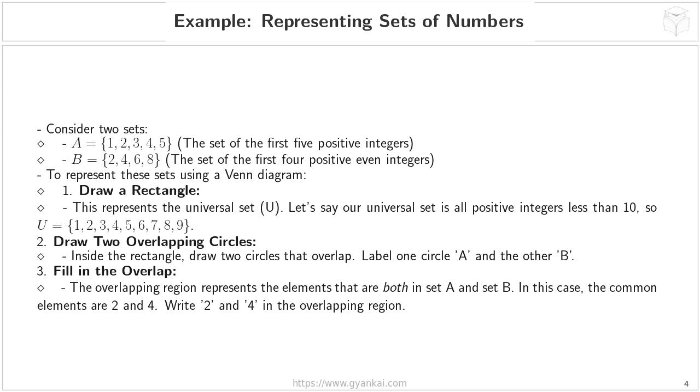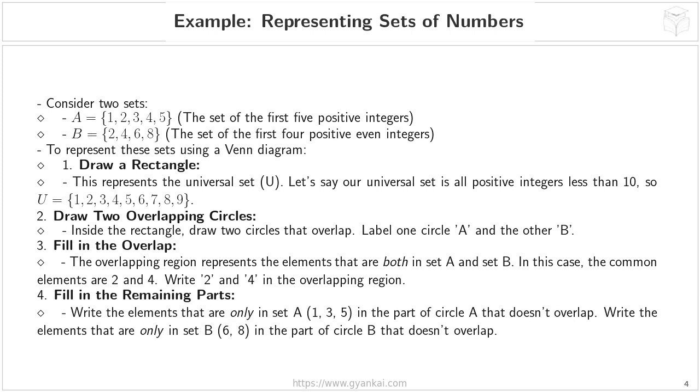In this case, we're defining our universal set as all positive integers less than 10. So, U includes the numbers 1, 2, 3, 4, 5, 6, 7, 8, and 9. Next, inside this rectangle, we draw 2 overlapping circles. These circles represent our sets A and B. Make sure they overlap because there might be some elements that are common to both sets. Label one circle A and the other B so we know which is which.